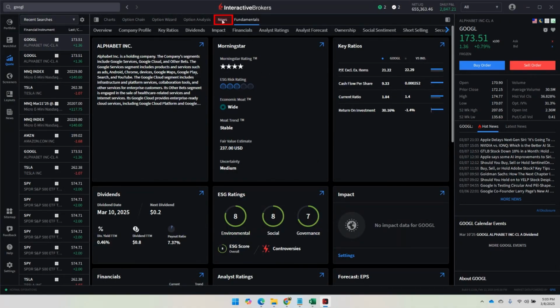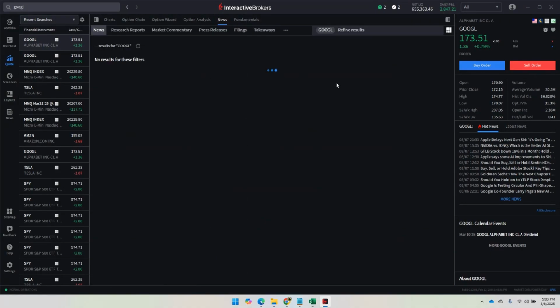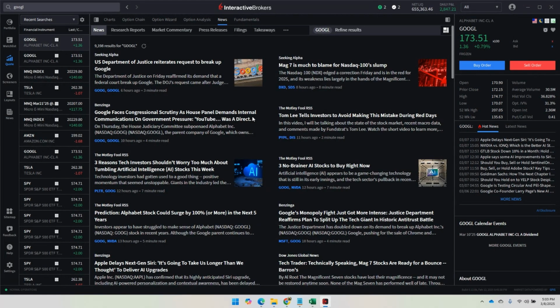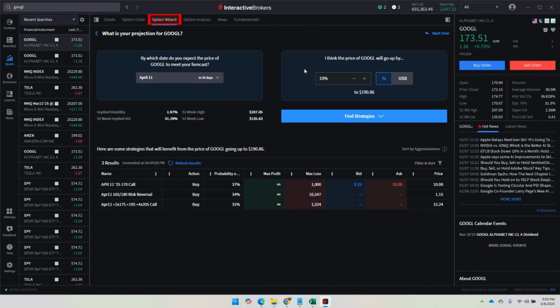Okay, and then you can also look at the news. So you've got the news here as well. You have a lot of news here. It's all in one place, which I really like. But what I'm really interested in is going into this options wizard tool.